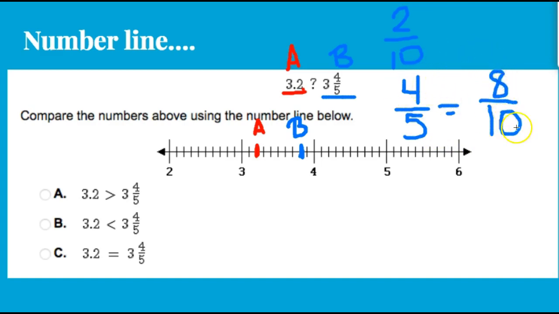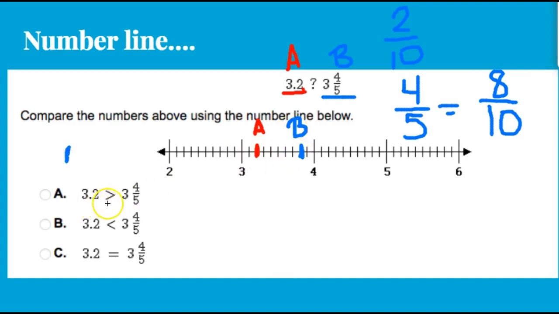So now I can count this as 8 tenths, as 3 and 8 tenths. I go back here and I go, there's 1, 2, 3, 4, 5, 6, 7, 8 tenths, and that's the exact same spot as the 4/5. So now that I've done this part of the work, I can go back here and look. This one, A, says 3 and 2 tenths is greater than 3 and 4/5. When I'm looking on the number line, which one is greater, A or B? Well, B is further along the number line. It's further away from 0, which would be back here somewhere. Okay, so that means that B is greater.